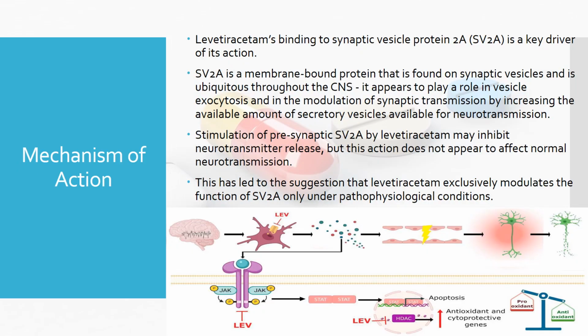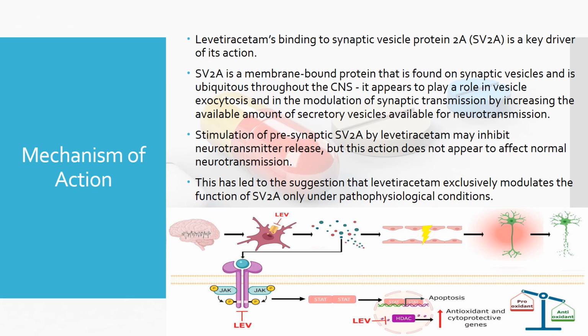For its mechanism of action, levetiracetam's binding to the synaptic vesicle protein 2A, also known as the SV2A, is a key driver of this action. The SV2A is a membrane-bound protein that is found on synaptic vesicles and is ubiquitous throughout the central nervous system. It appears to play a role in vesicle exocytosis and in the modulation of synaptic transmission by increasing the amount of secretory vesicles available for neurotransmission.